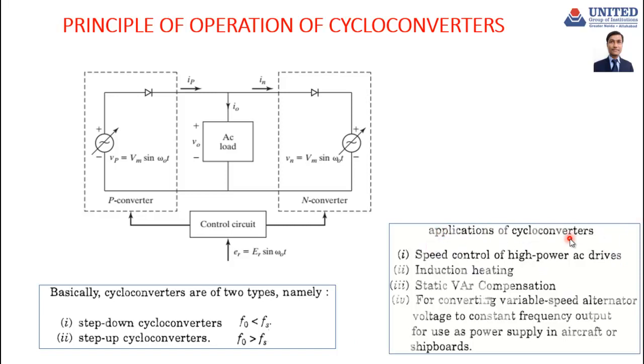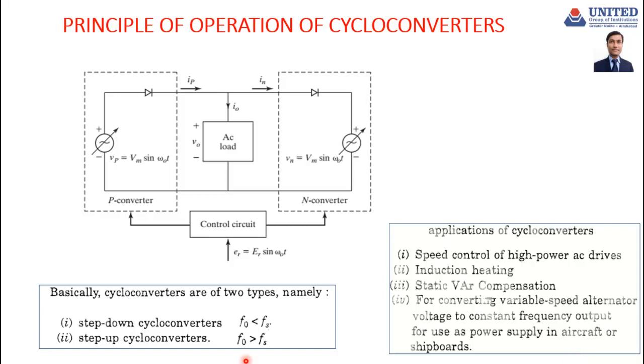Here we see that these are the applications of cycloconverter. So these are used in speed control of high power AC drives. Second, it is used in induction heating. Third, static VAR compensation. And for converting the variable speed alternator voltage to constant frequency output for use as power supply in aircraft or shipboards, etc.